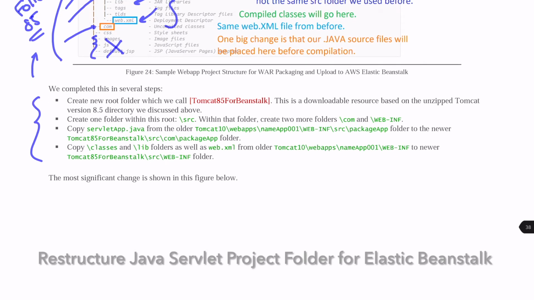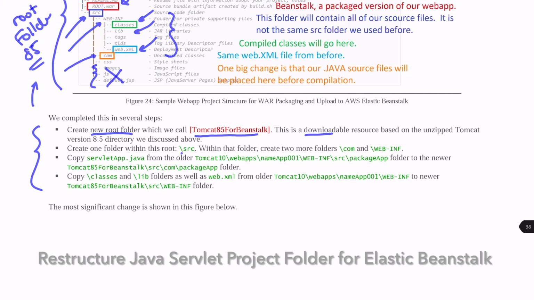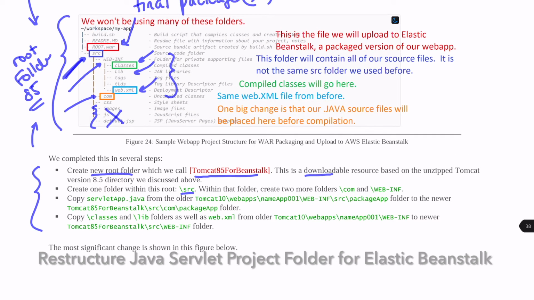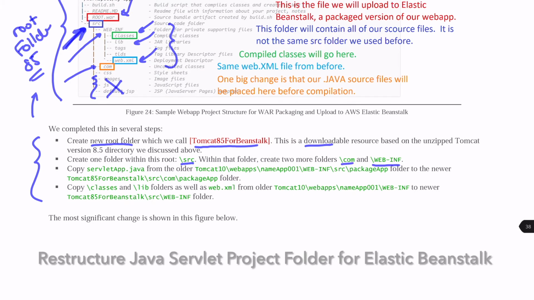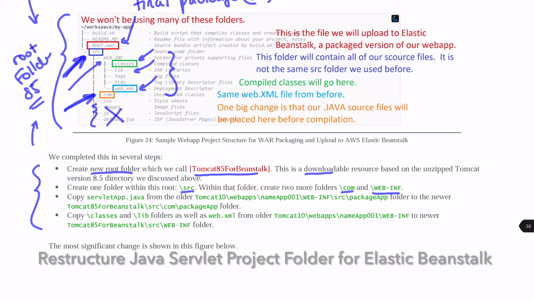First step, we will have to create a new root folder, which we'll call Tomcat 85 for Beanstalk, and this is a downloadable resource based on the unzipped Tomcat version 8.5 directory that we discussed above. Once we have that folder unzipped, we're going to create one folder within this root called /source. That's again this guy right here. And within that folder, we're going to create two more folders, /com and /webinf. That's going to be this one, and then you have this one right here.